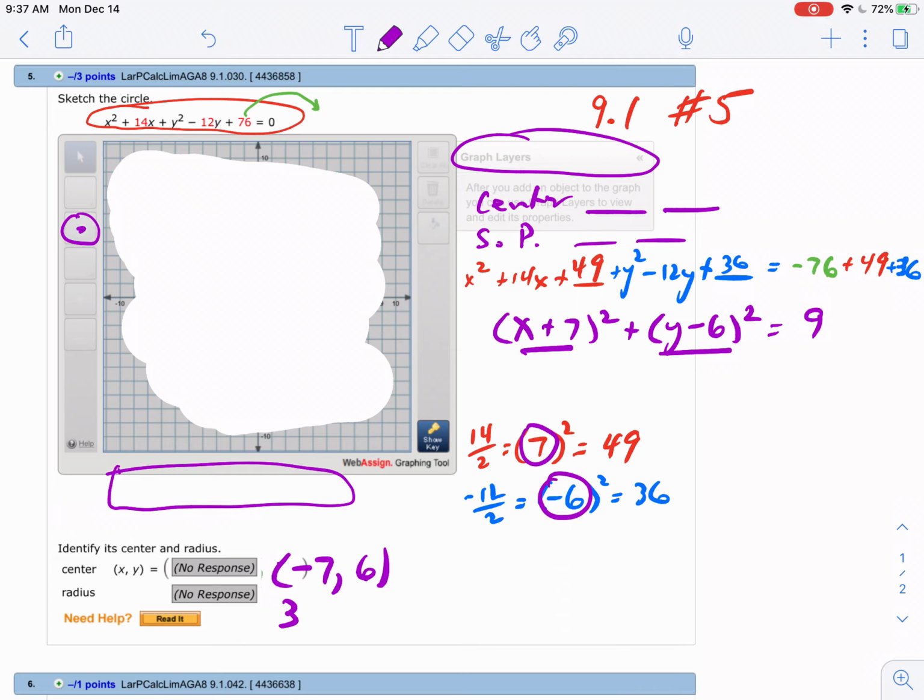would simply be either from the center go up 3 or down 3 or to the right 3 and the left 3. And if you go up, all you're going to do is leave the x the same and add 3 to the y. If you go down, you leave x the same and you subtract 3 from the y of your center. If you go to the right, you would add 3 to x but leave your y alone. And if you go to the left, you would subtract 3 and leave your y alone. So that's how you would graph the circle.